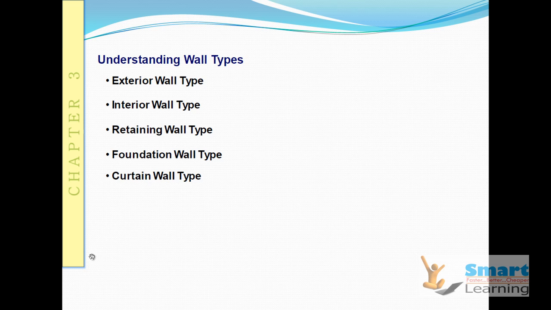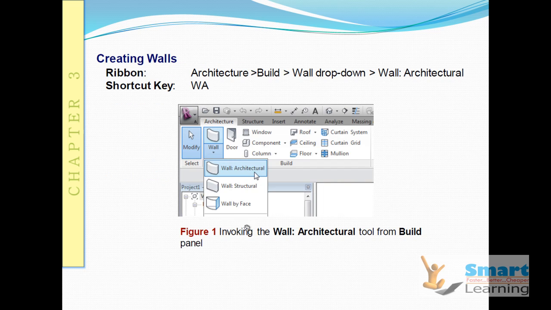Let us first understand the different types of walls. The walls can be exterior, and you can use them for partitions, that is the interior walls. You can have retaining walls, foundation walls, and curtain walls. These curtain walls you typically use in malls or in commercial structures where you use glass. So these curtain walls we'll also discuss. And how you create walls, that we'll look into. You have different approaches.